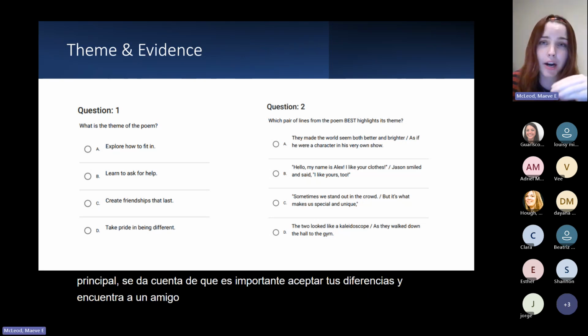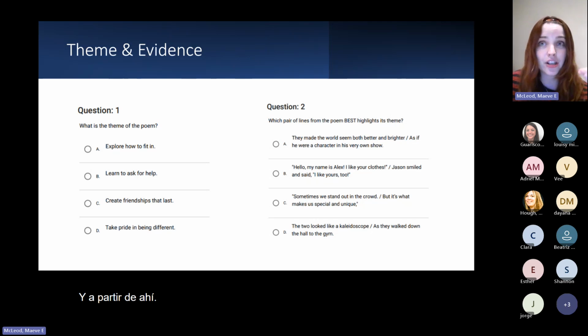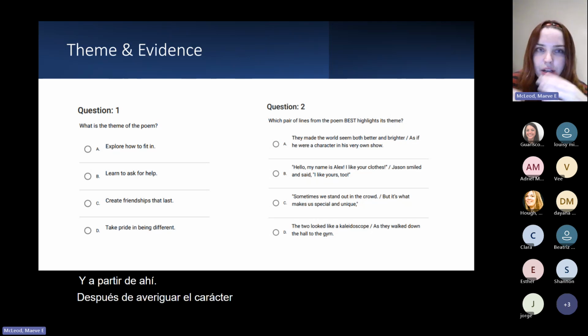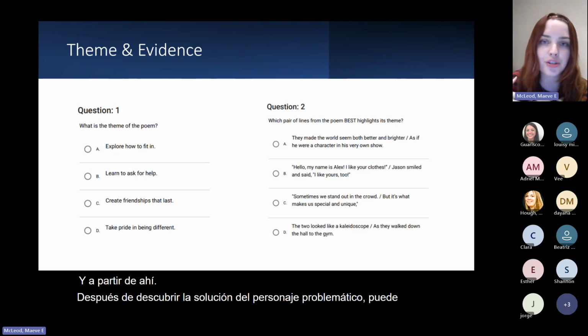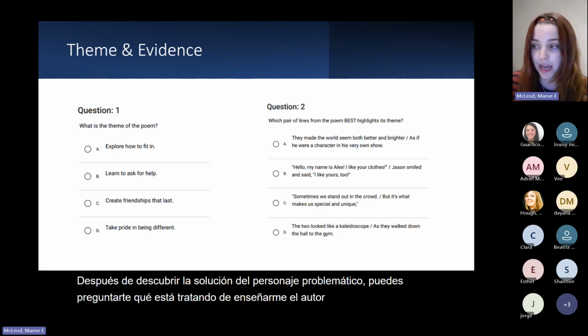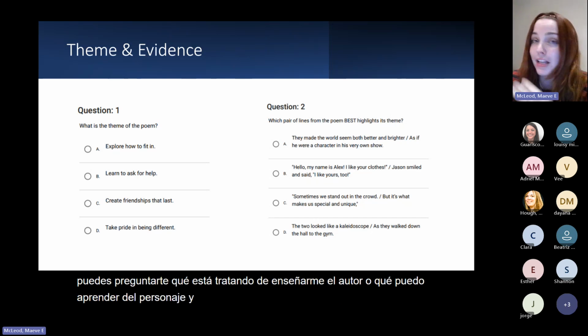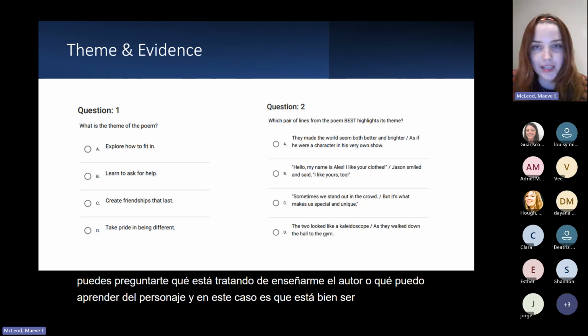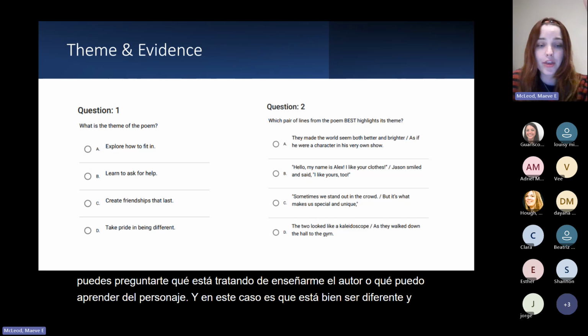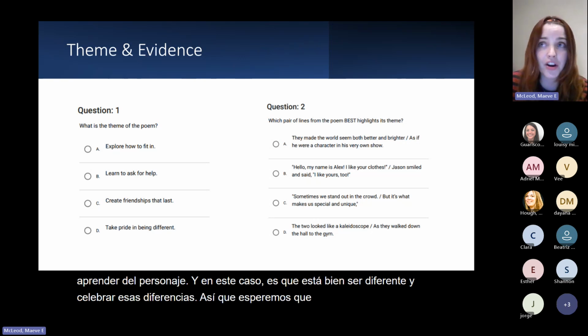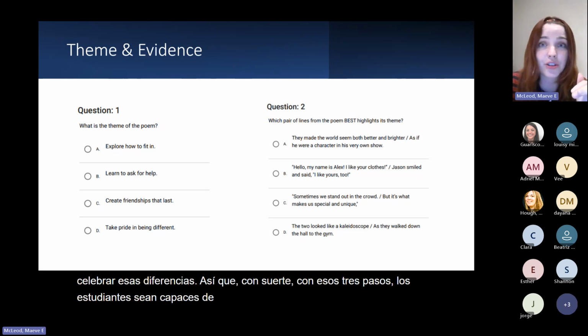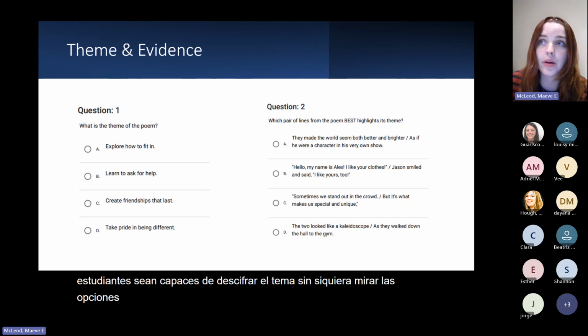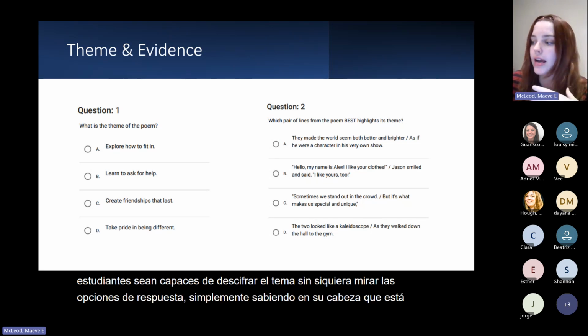So then from there, after figuring out the problem and character solution, you can ask yourself, what is the author trying to teach me? Or what can I learn from the character? And in this case, it's that it's okay to be different and to celebrate those differences. So hopefully with those 3 steps, students are able to figure out the theme without even looking at the answer choices, just kind of knowing in their head, okay, the theme, something along the lines of, it is okay to be different, to celebrate that.